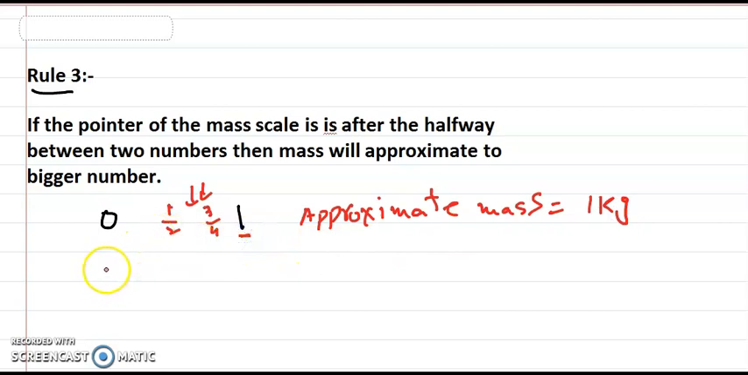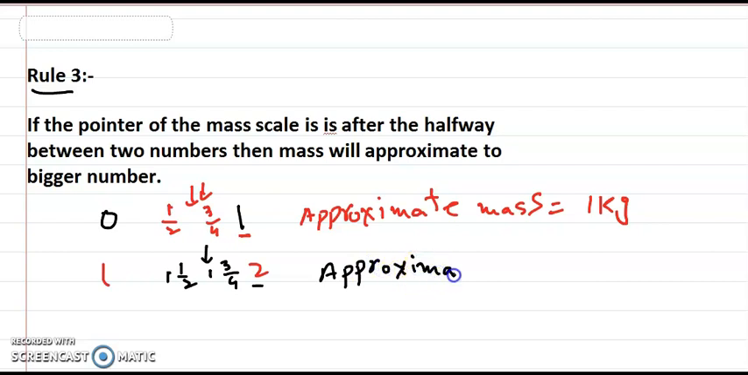If for example I have the numbers 1 and 2, then the halfway between 1 and 2 will be equal to 1 and a half. So if the pointer of the mass scale is anywhere, maybe at 1/3 or somewhere else after the halfway between the numbers, then we will say the approximate mass will go to the bigger number, and will be equal to 2 kg.